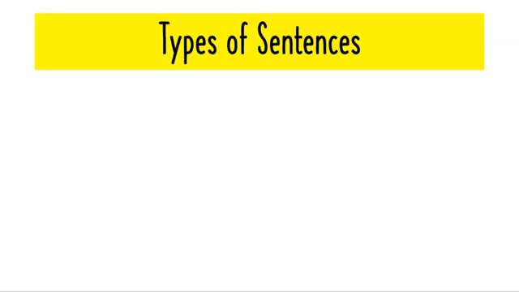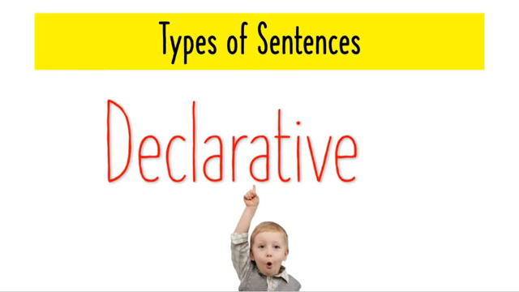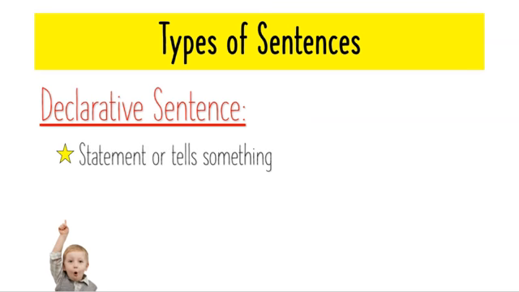The first type of sentence we'll learn about today is declarative. A declarative sentence is a statement, or it tells us something, and it always ends in a period.